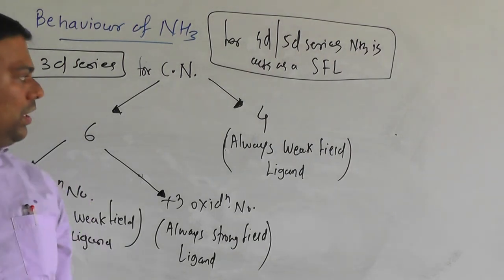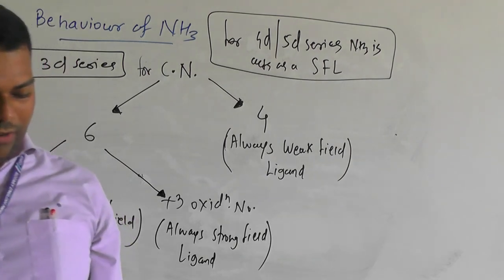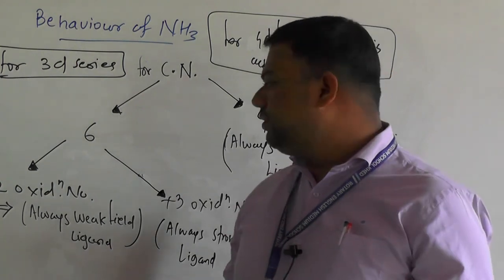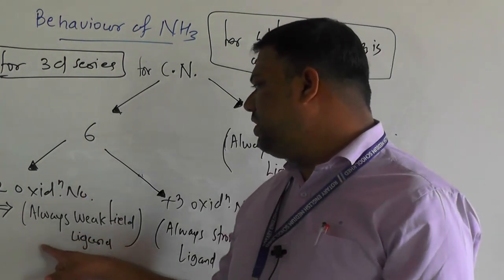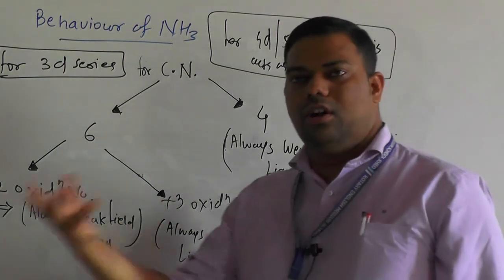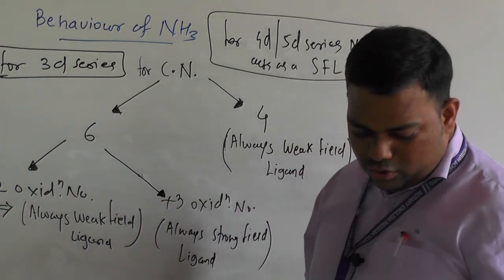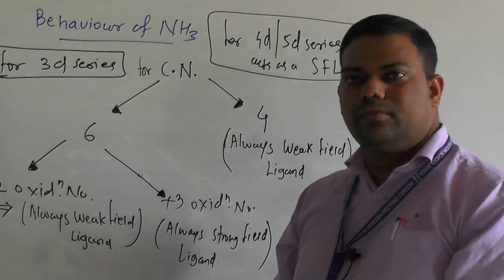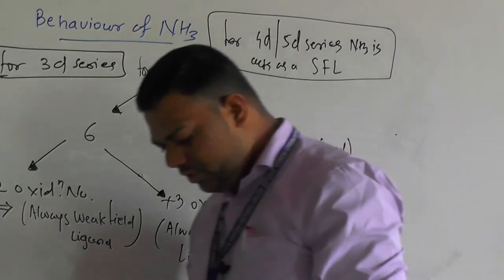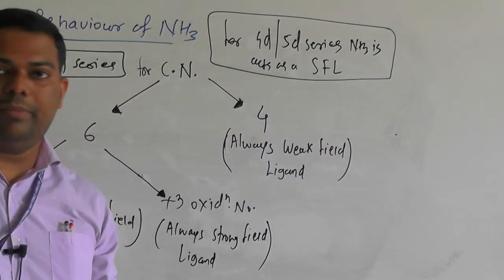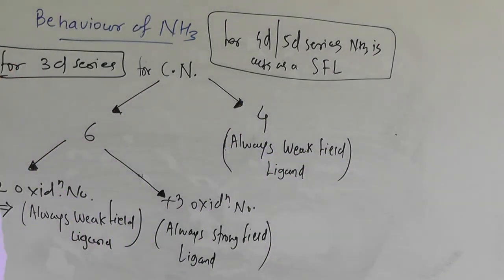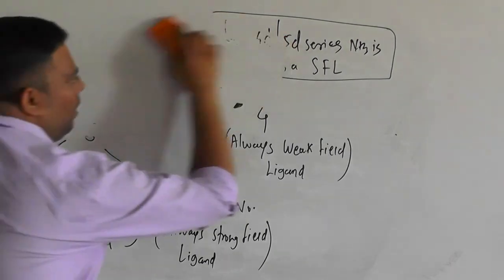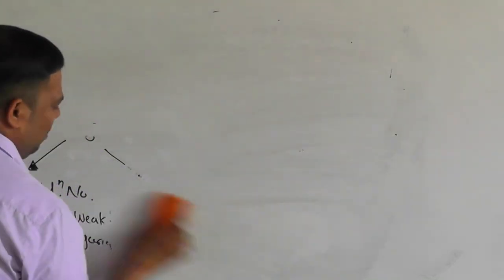For the 3d series, with coordination number 4, always weak field ligand. For coordination number 6, if +2 oxidation state is there, always weak field, but +3, always strong field ligand. So here we will explain and see some examples. Okay, so pay attention here, in our behavior of ammonia.